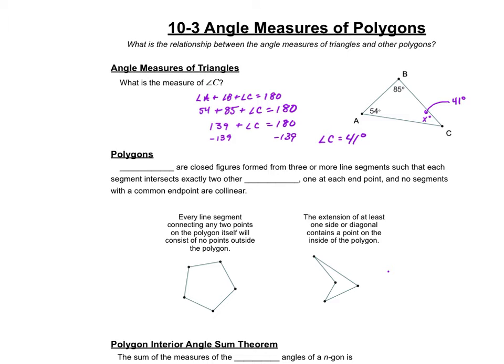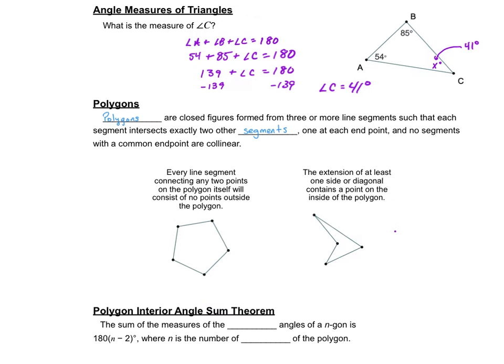So we have polygons. Polygons are closed figures formed from 3 or more line segments such that each segment intersects exactly 2 other segments, one at each end, and no segments with a common endpoint are collinear. Let's break some of this down. Closed figure: look, we have a closed figure here, and if we were to fill it in, we could, because all of my points come to a closed figure.